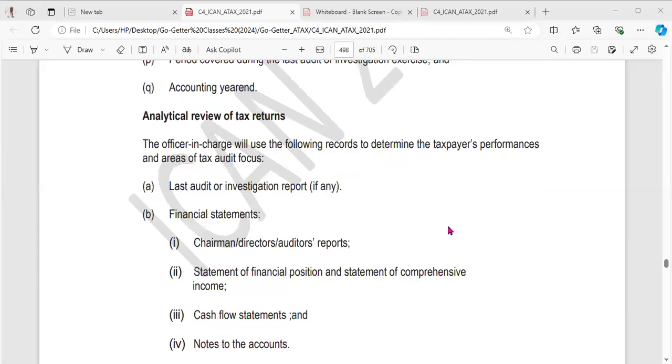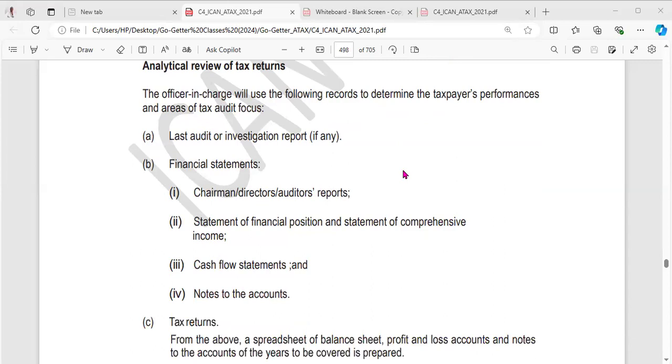The officers in charge will use the following records to determine the taxpayers' performances and areas of tax audit focus. They will look at the last audit or investigation reports. Of course, there will be some findings and recommendations. That could be an area of focus, to see if the company is still doing what it was accused of or alleged to do, or the recommendations made, have they followed through?